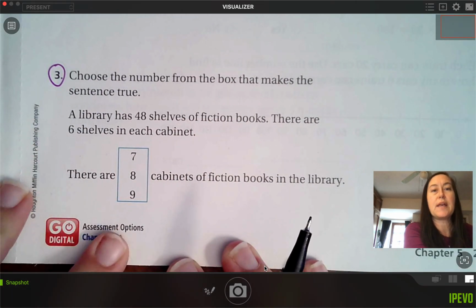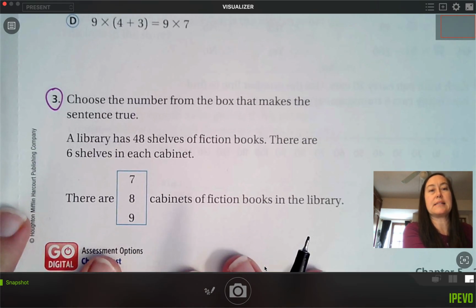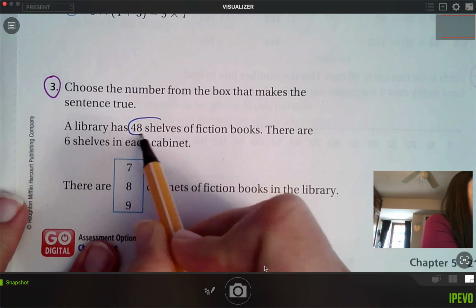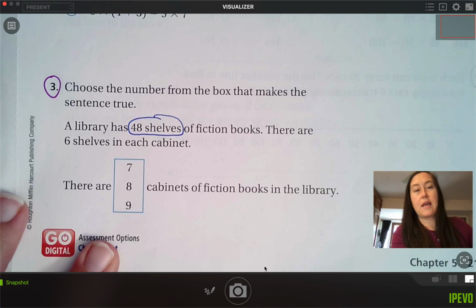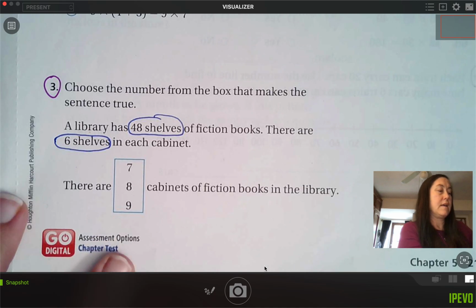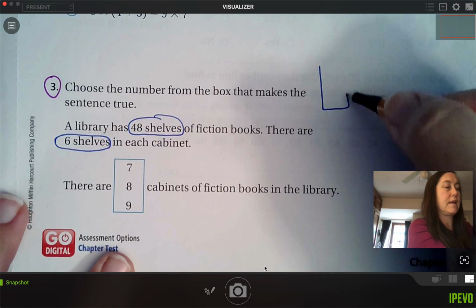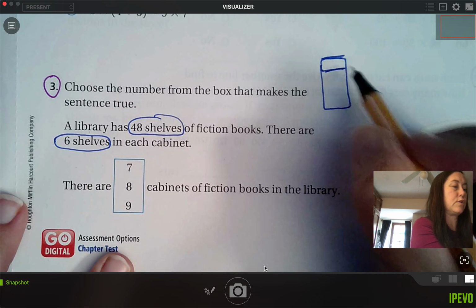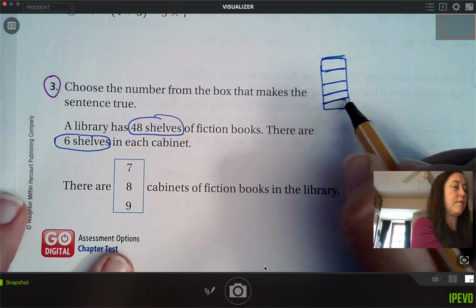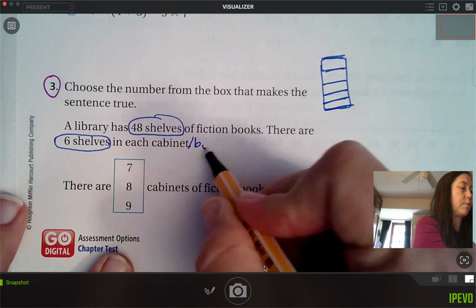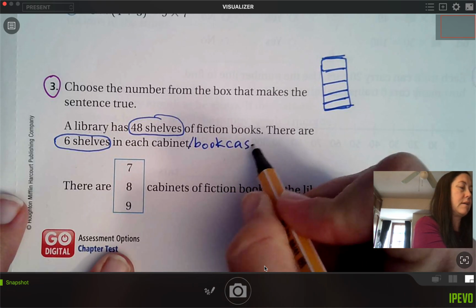It says, choose the number from the box that makes the sentence true. A library has 48 shelves of fiction books. There are 6 shelves in each cabinet. Okay? So there are blank cabinets of fiction books. So if I can imagine, here's like a cabinet, it's like a bookcase. If there's one bookcase and there's 1, 2, 3, 4, 5, 6 shelves in each cabinet or bookcase. I'm going to write the word bookcase because I would use the word bookcase, not cabinet.